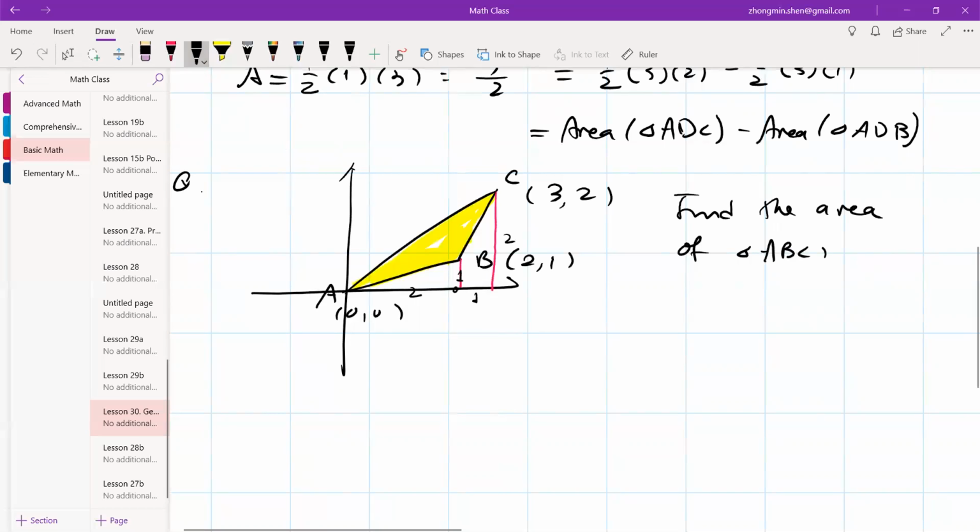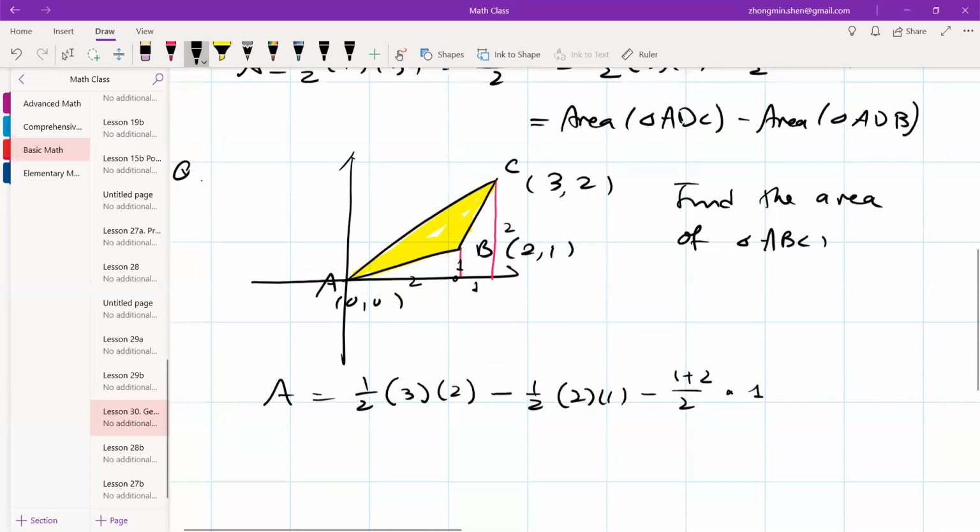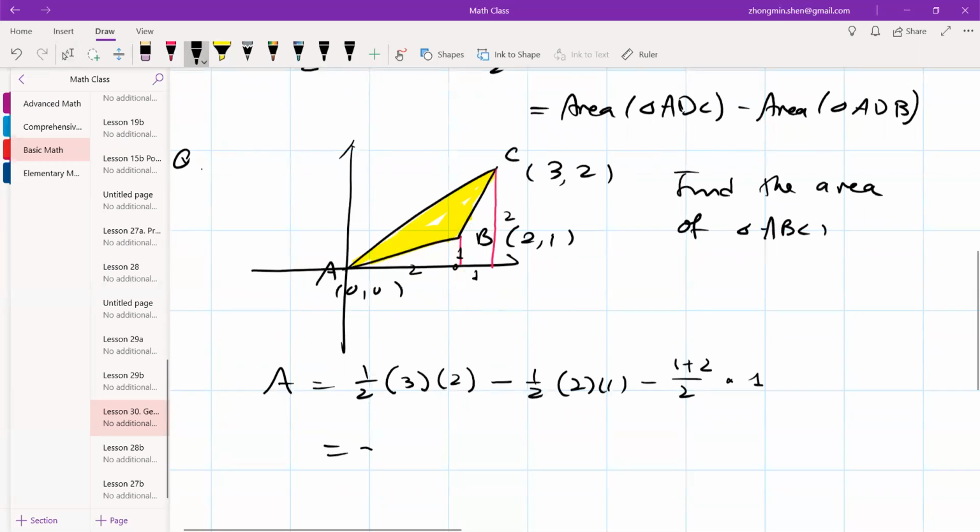Okay, so now the area is going to be the area of the larger triangle, which the base is 3 times the height. Then you subtract the area of the small triangle, then the area of the trapezoid, where one side is 2, the other side is 1, divided by 2 times the height of the trapezoid. All right, so that gives the answer. Here it is going to be 3 minus 1 minus 3 over 2.